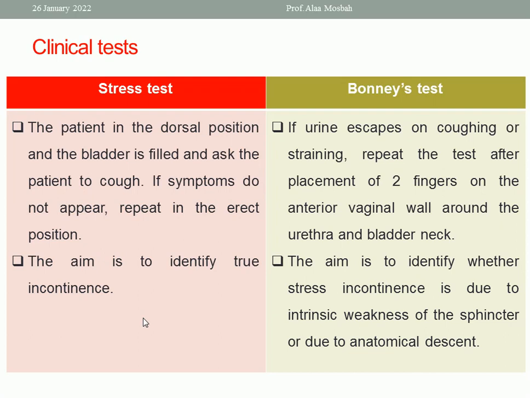What about Pony test? If you discover that the stress test is positive, okay, repeat the test after placement of 2 fingers on the anterior vaginal wall around the urethra and the bladder neck. What is the aim of this? It is to identify whether stress incontinence is due to intrinsic weakness of the sphincter or due to anatomical descent. Okay.